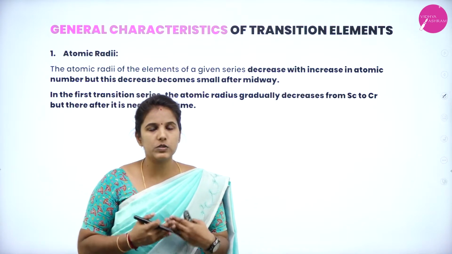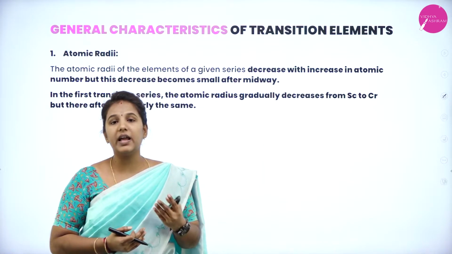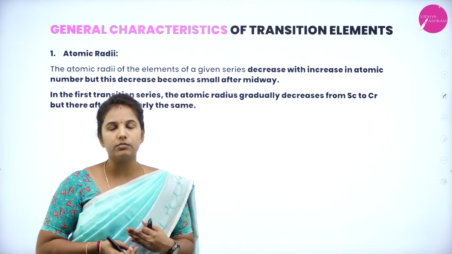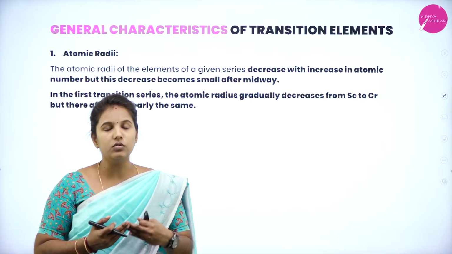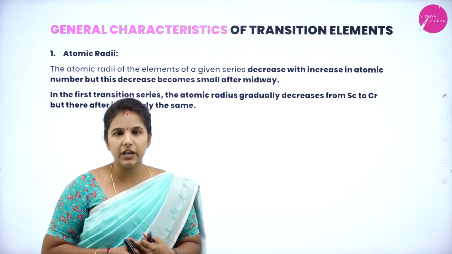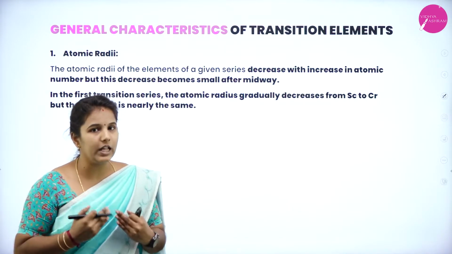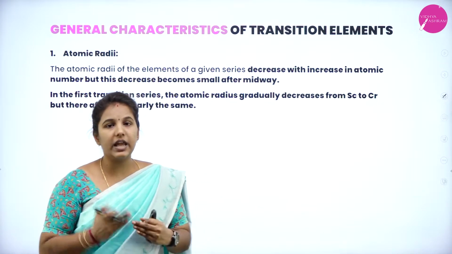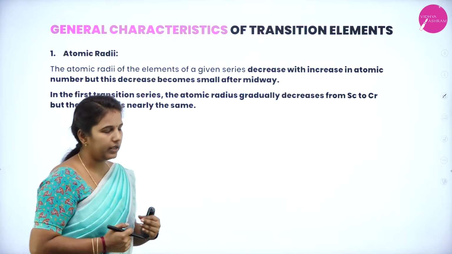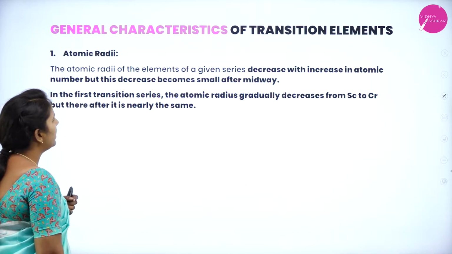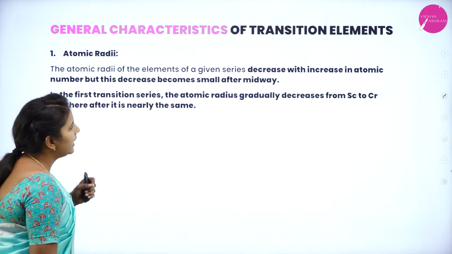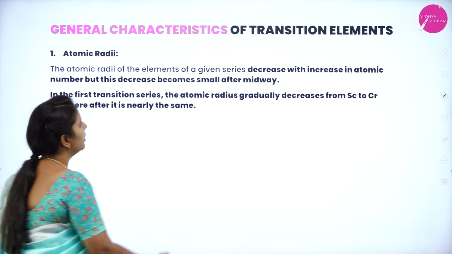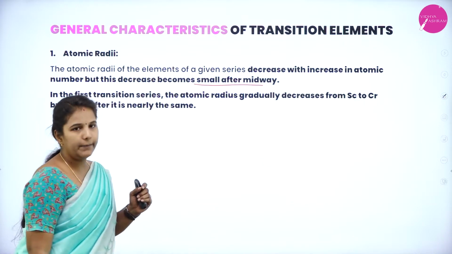Already in our first PUC, we have understood that atomic radii is nothing but a distance from the center of the nucleus to the outermost shell of an atom. Is it right? Yes. So as we move along the period in the periodic table, I am talking about only the D block elements, as we move left to right in the periodic table, let's see what will happen to the atomic radii. Atomic radii of the elements of a given series will decrease with increasing atomic number, but this decrease will become small after the midway.